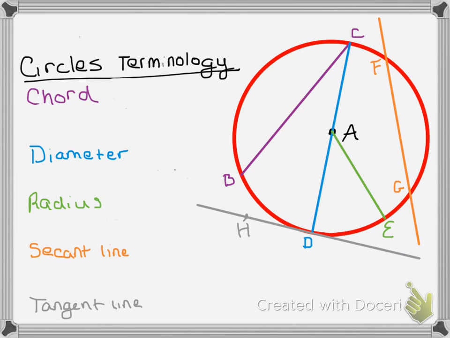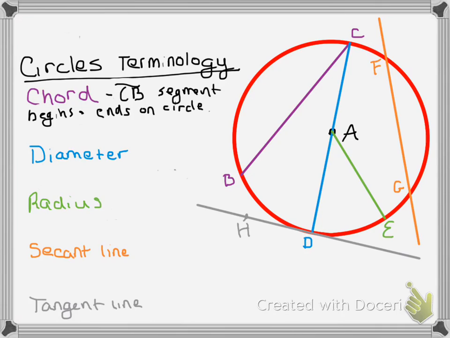So first I want to start off with a chord. I color-coded this for you. The chord is the line in purple, which is CB. Now, CB is a line segment. If you remember, a line segment has a definitive beginning and a definitive end. In this case, what we call a chord is a segment that begins and ends on a circle. Sorry about the bad handwriting.